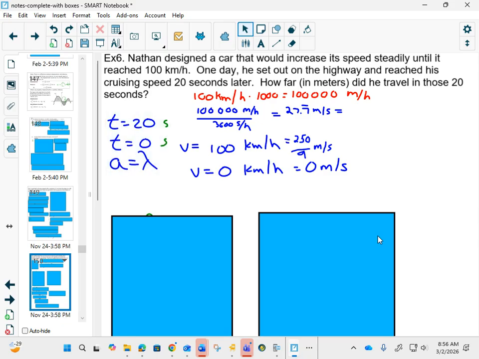What do we know? We know something at time 0. We know something at time 20, and I got creative here. I used a new Greek letter. Feel free to use k if you don't. This is the Greek letter lambda. Just having fun, but you can use any variable you want here, like k or x. So your acceleration is some constant, but we don't know what it is.